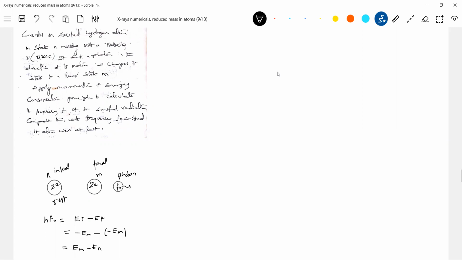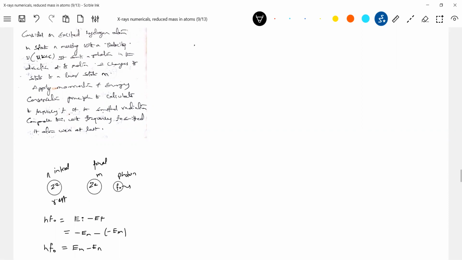Finally, the n. Initially, what is there? Condition given: in state n, moving at a velocity, it emits a photon in the direction of motion and changes its state to lower state m. Lower state is m. So, this should be the value of Em minus En. hf naught is there. And now, come for this.